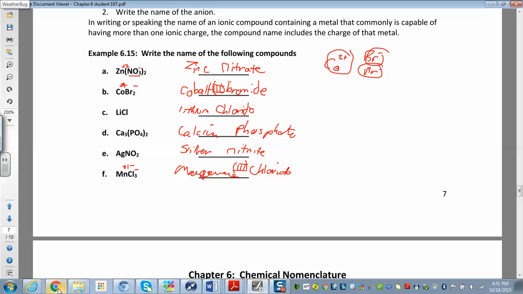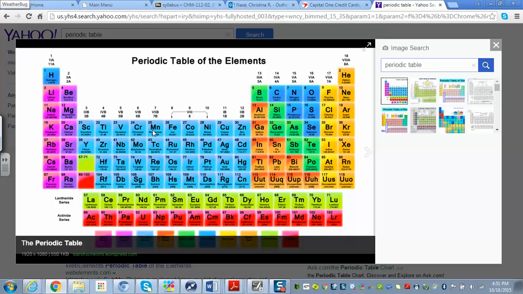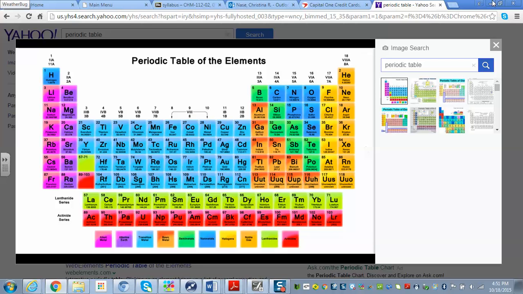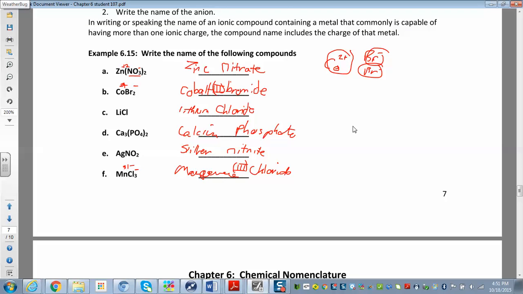So if you go back over to where we see manganese, it's over here. It's not one that has a fixed charge. This is one that changes. So we have to indicate that it's manganese 3. So that's why we put that in parentheses. So again, there's a whole bunch more of these to do as a lab and for homework.